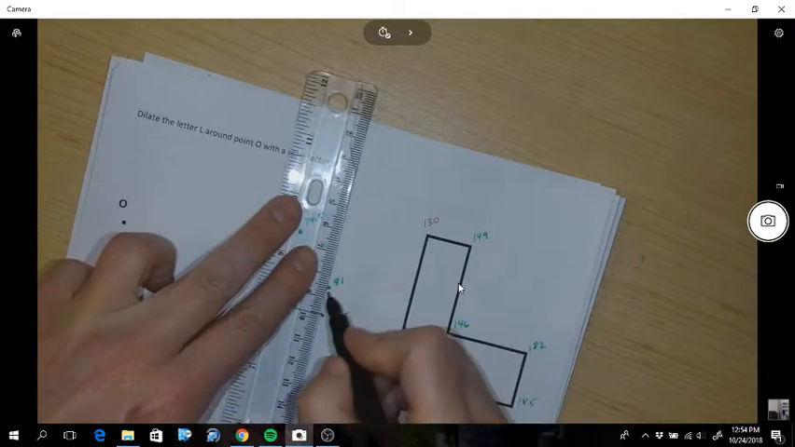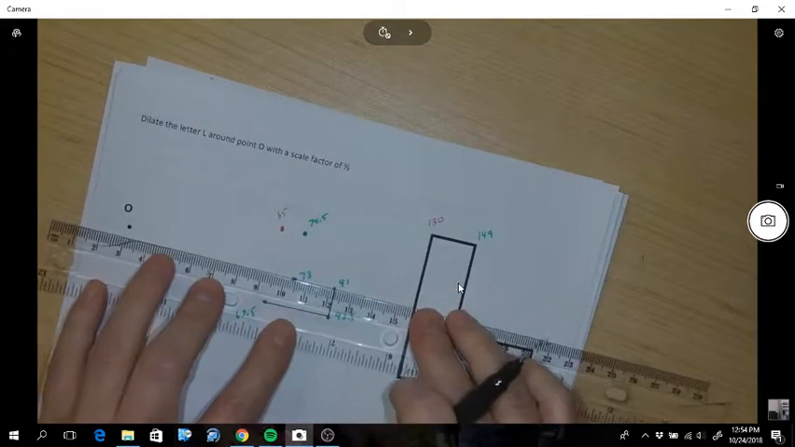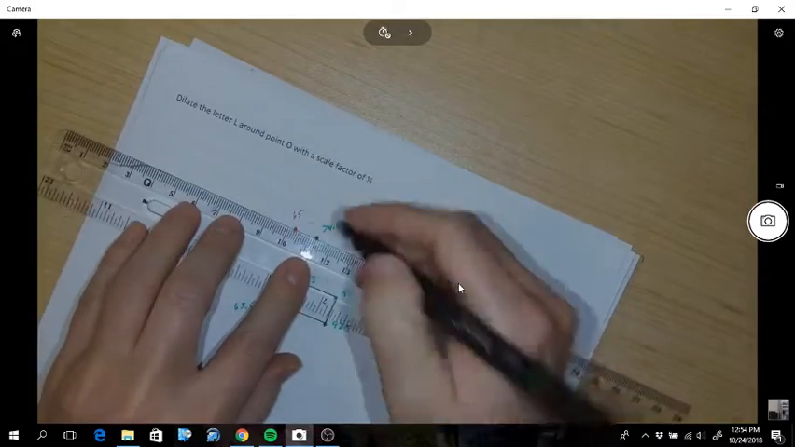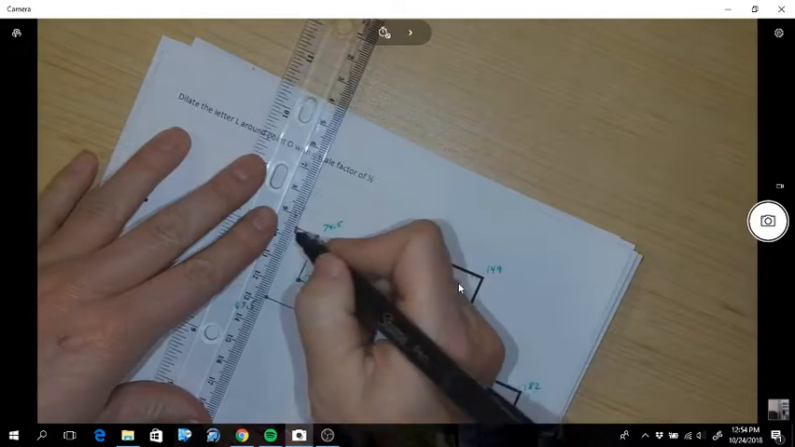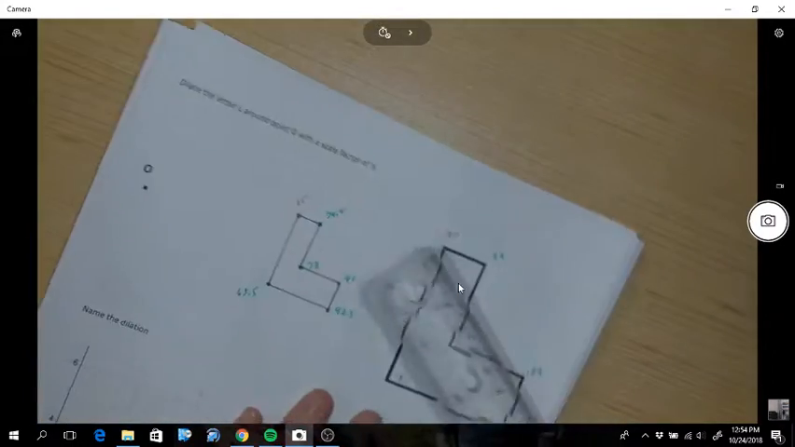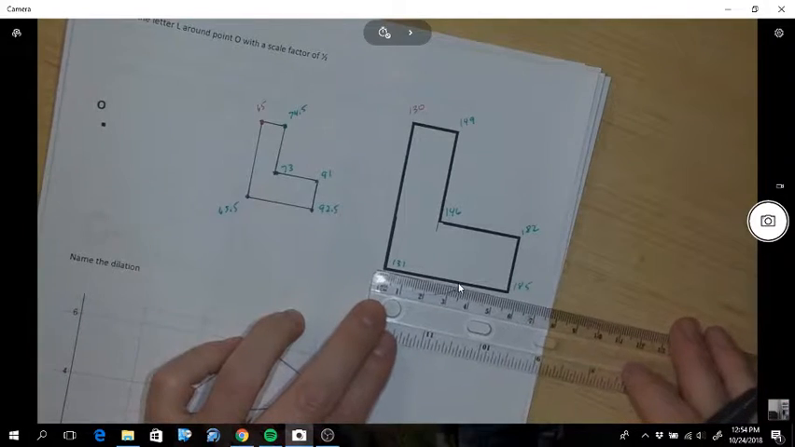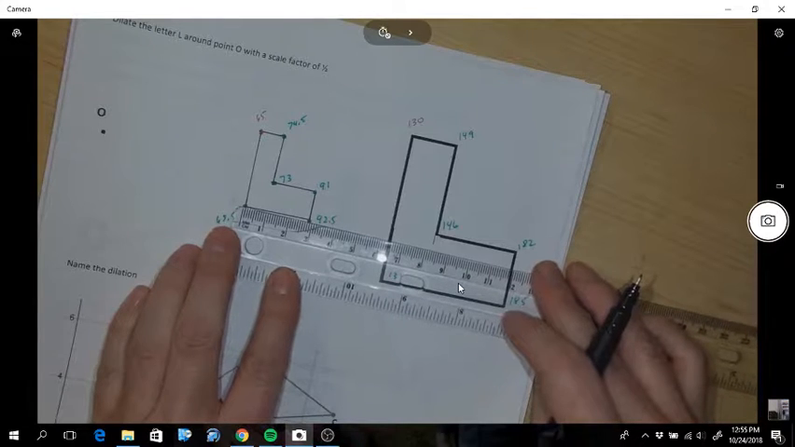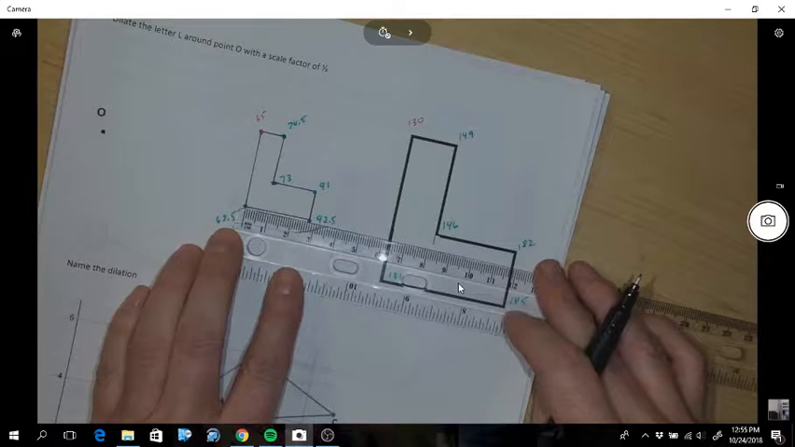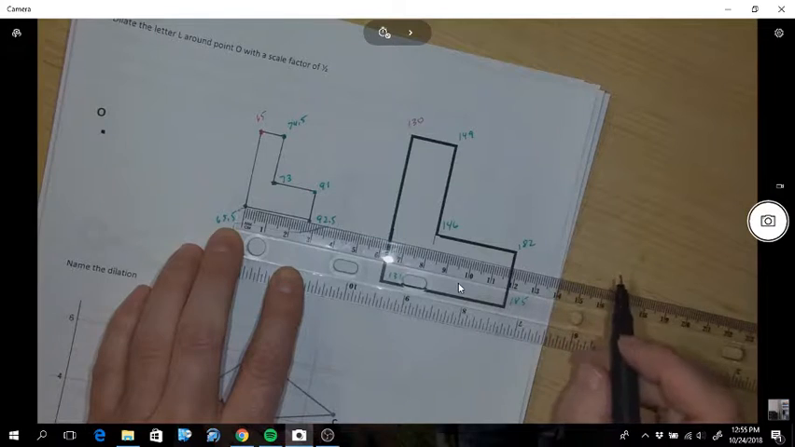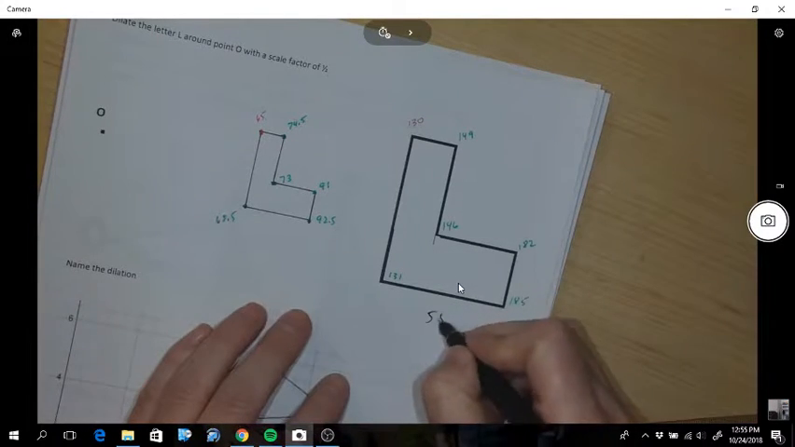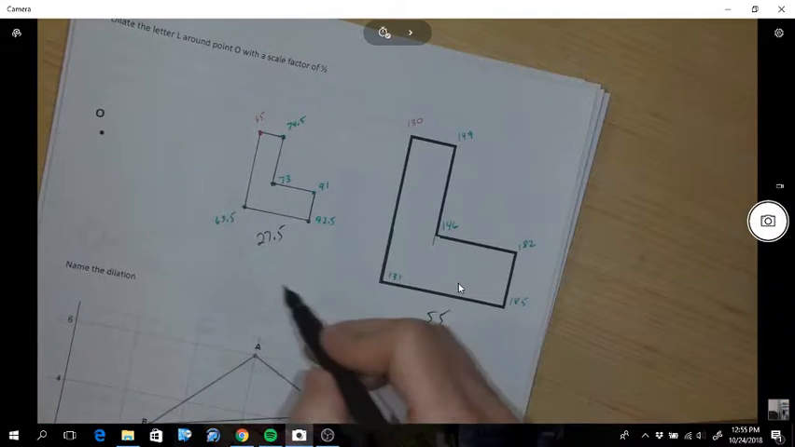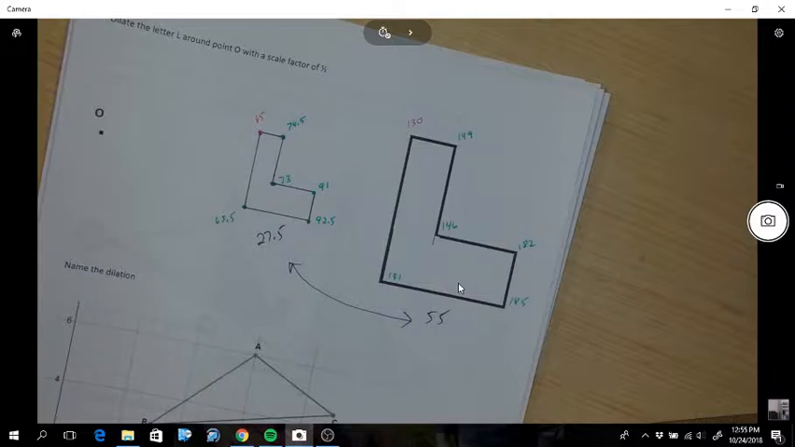And it should obviously be an L. So now if I can take a measurement, let's do the bottom of my L. And that length is 55. And this length is 27.5. Are those half? Yep. That's the relationship of the side length.